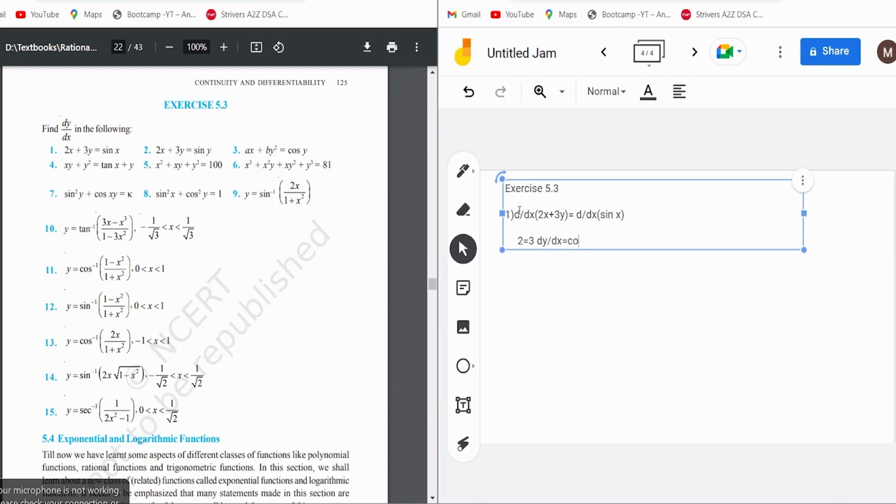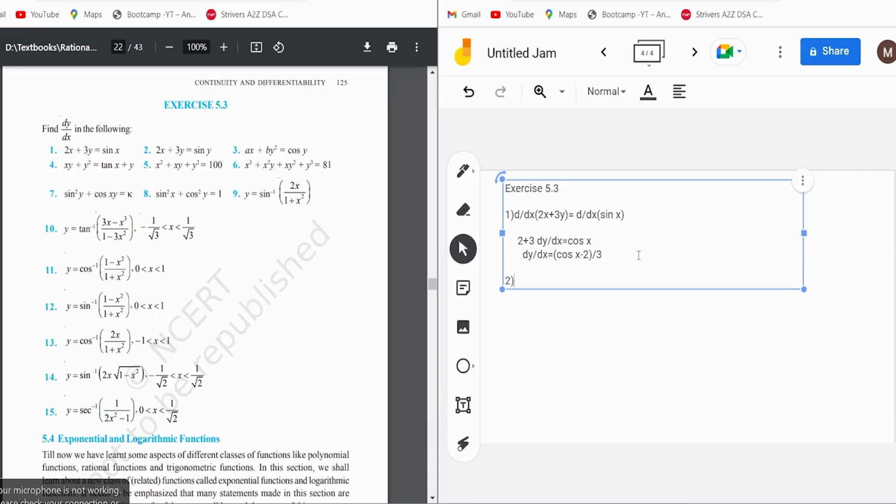So from here, we can say that dy by dx is nothing but (cos x minus 2) divided by 3. So it is that simple. You have to just differentiate both sides, nothing else. So this is our first question.